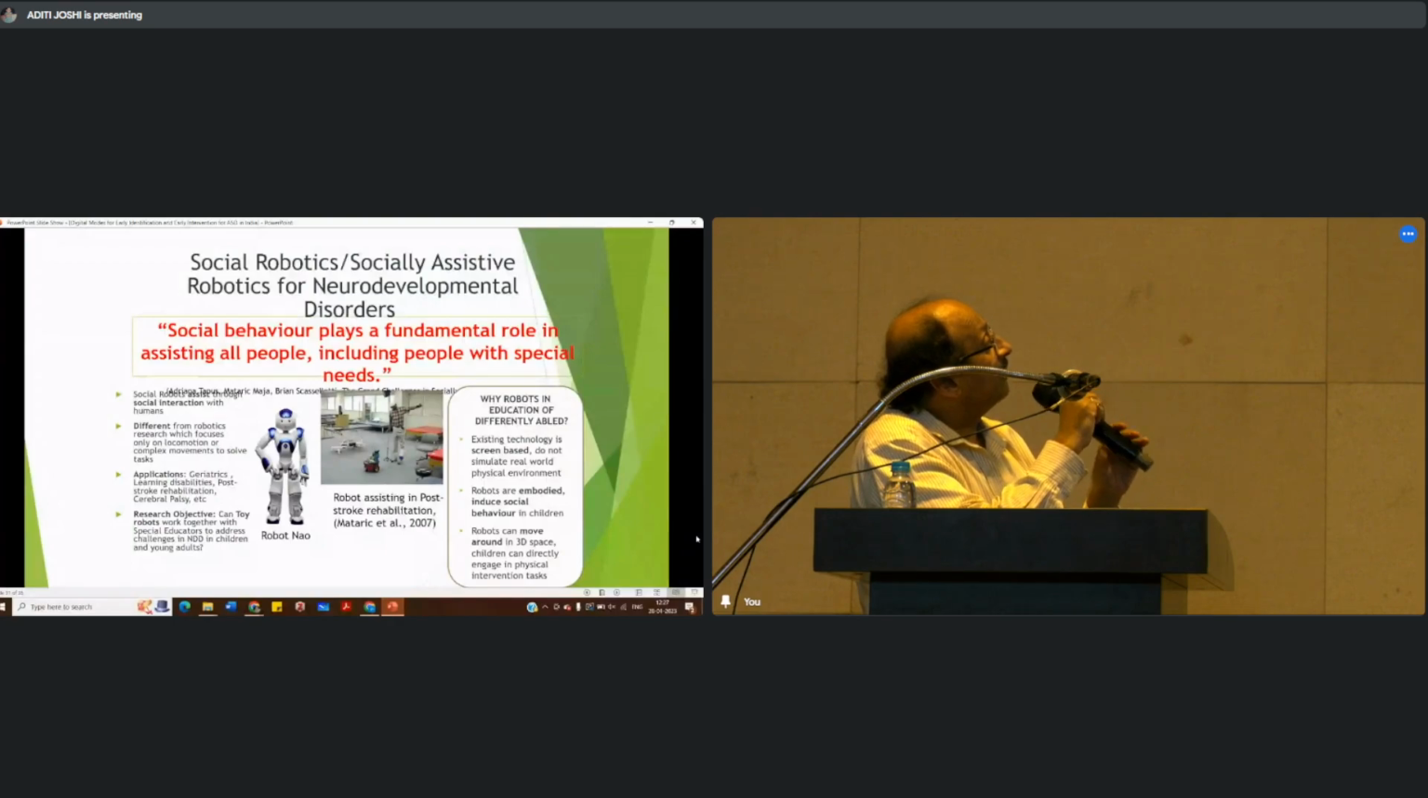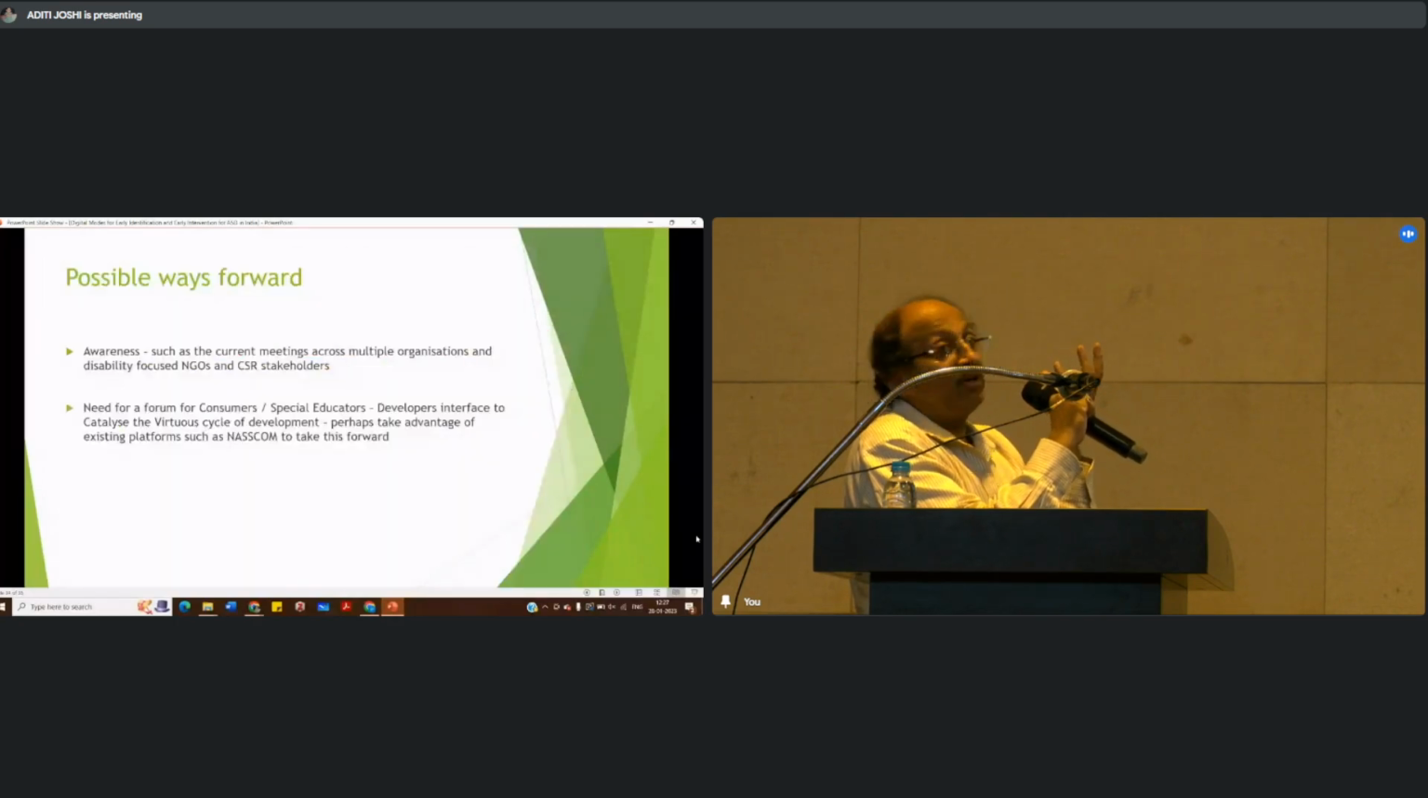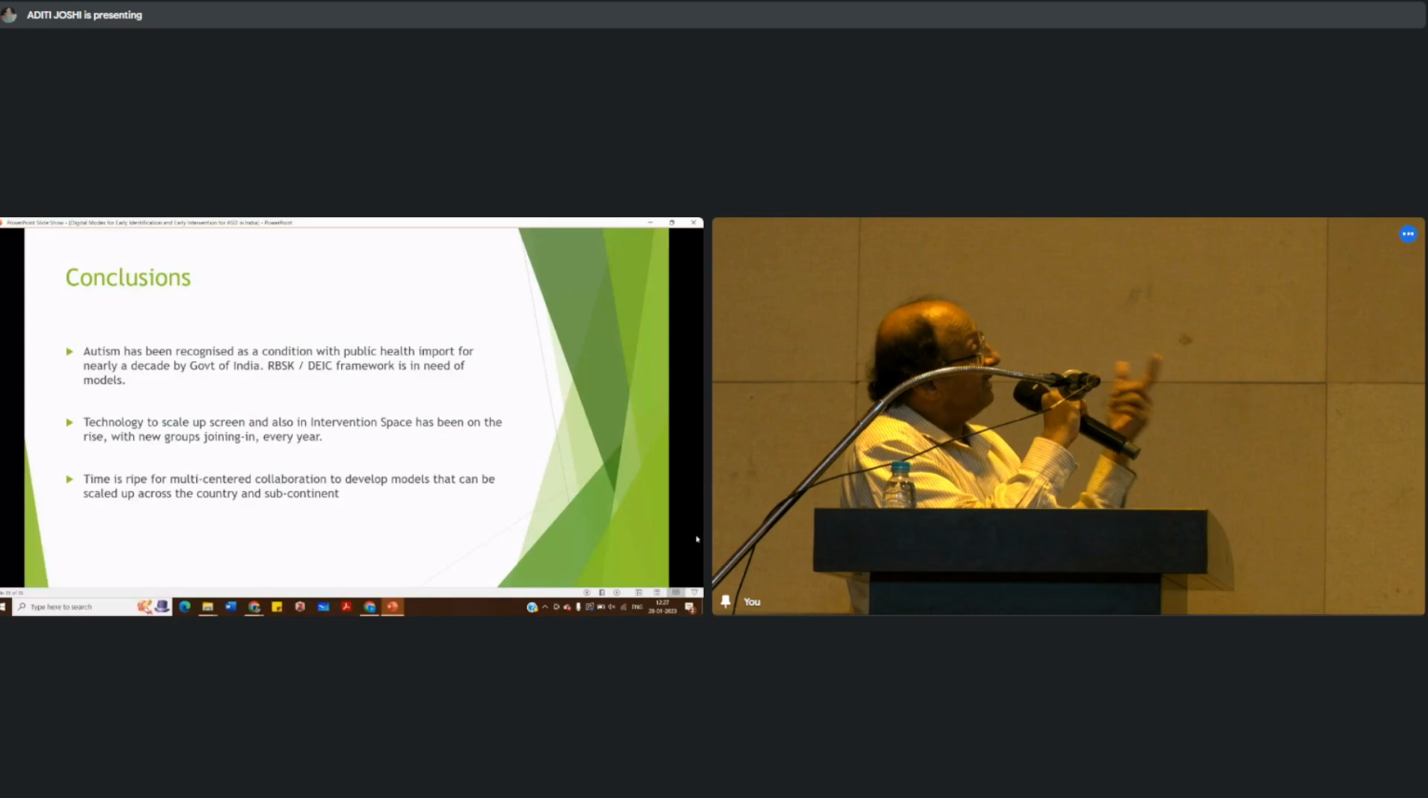Yeah, it's been recognized as a condition with public health importance only recently by Government of India, and they have set up this framework for providing services to them. But technology to scale up screening, and also in the intervention space, has been on the rise with new groups joining every year.